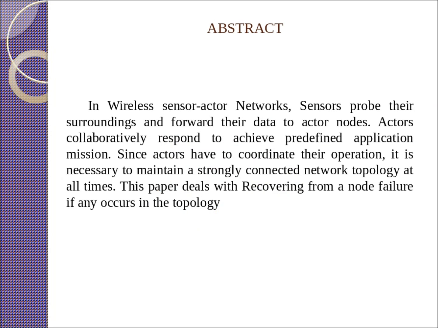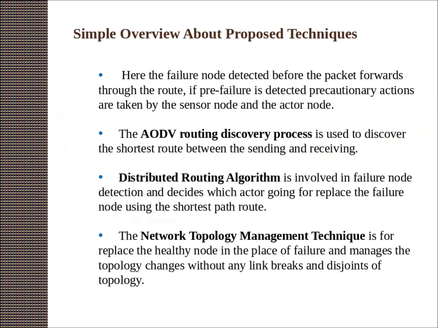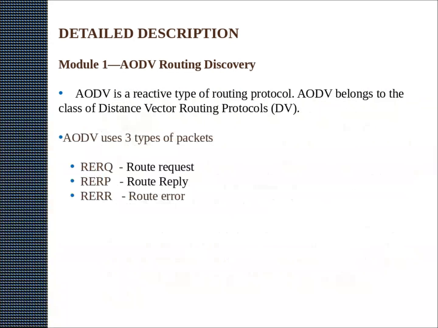What our project deals with is this: in case any actor node fails, we try to replace it in such a way that the topology is not disrupted in any way. There are three modules in our project: AODV route discovery, distributed routing algorithm, and network topology management technique. This is our first module, AODV. It uses three types of packets, which we'll be seeing later.